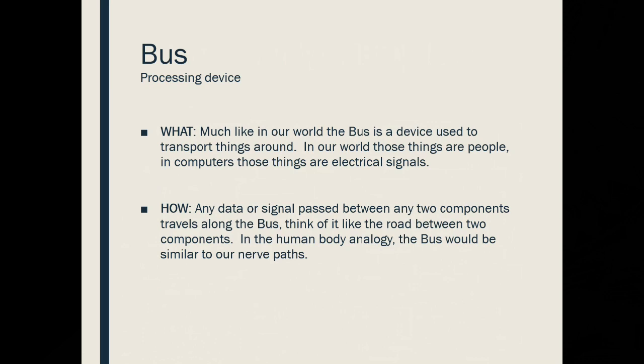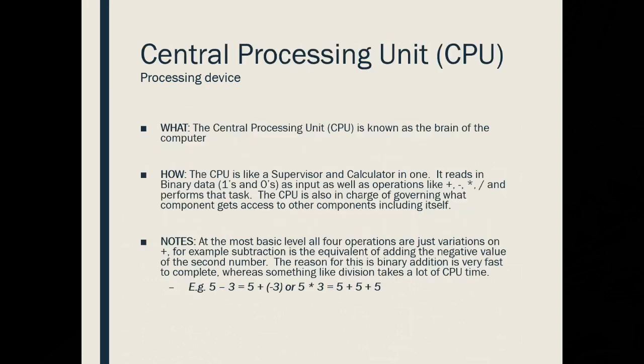The bus. Think of this like a highway, and it's how information travels through the computer. It goes from A to B on the bus. So much like in our world, the bus is a device used to transport things around. In our world, these things are people. In the computers, it's just electrical signals, those high voltages and low voltages, or ones and zeros. In the human body, it'd be like our veins that the blood is passing around all day, or the nerves, I guess you could say, where the electrical signals are flowing through the nerves to the different parts of the body. So any data signal passed between any two components is going to travel along the bus. It just manages and transports the data from A to B.